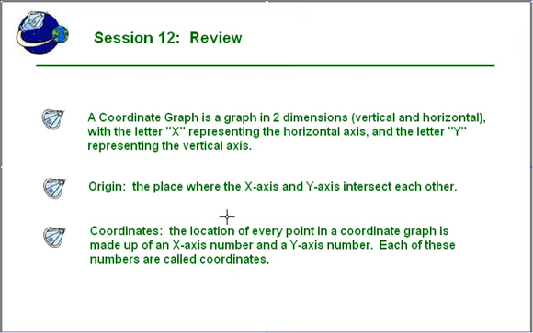And then lastly, even though it's not written here on the review page, your origin is where the x and y axis cross each other, and the ordered pair for your origin would be x 0 and y 0. So your ordered pair would be 0, 0.